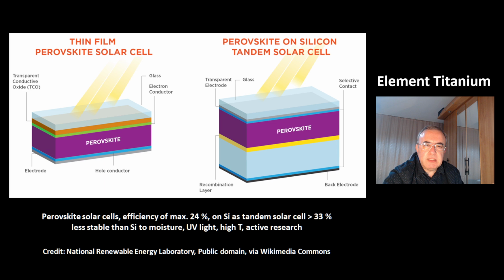In this picture, you can see two of the possible applications. At the left, that's the thin film solar cell with perovskite. They have an efficiency of about maximum 24%. And at the right, that's a tandem solar cell. It has a perovskite layer and a silicon layer. And in this tandem solar cell, you can get a higher efficiency than 33%.